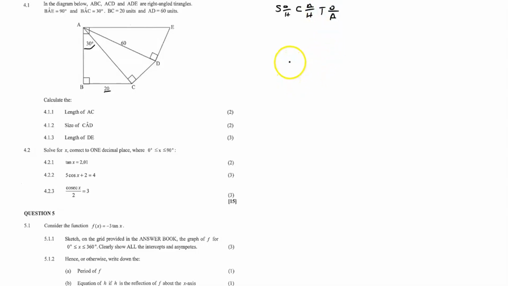And then we know that opposite over the hypotenuse is sine. So we can use sine 30. So sine 30 degrees is equal to 20 over AC. And then we make AC the subject. It's going to be AC equals 20 over sine 30.